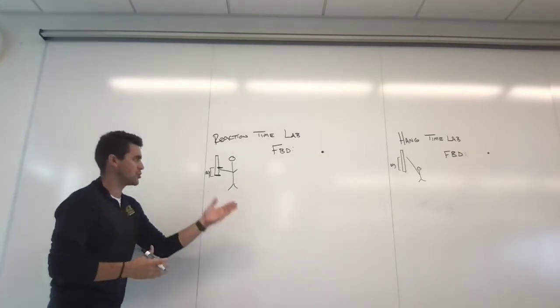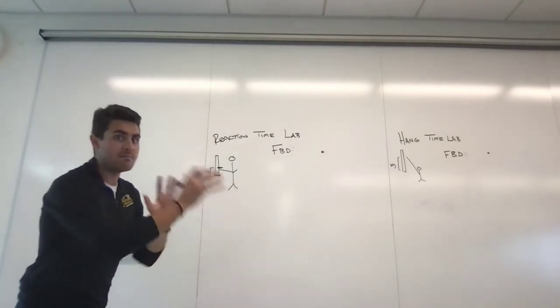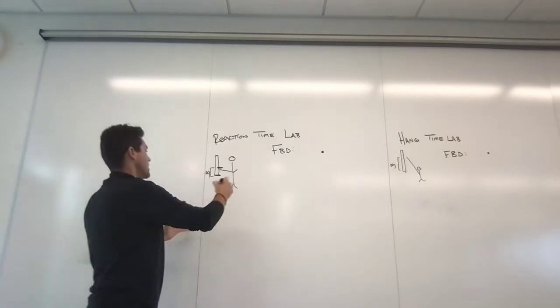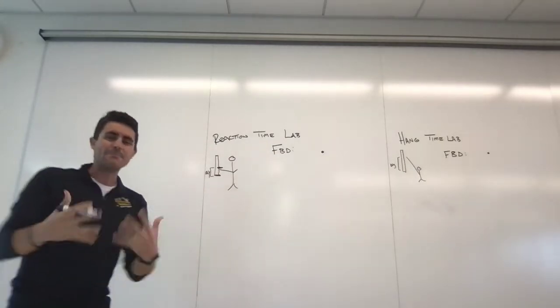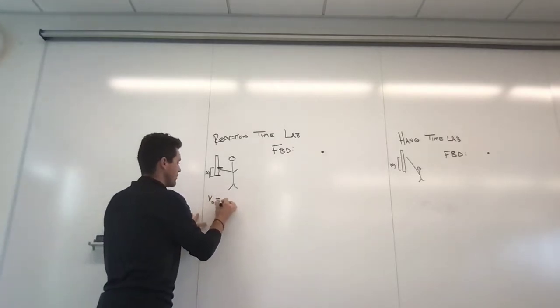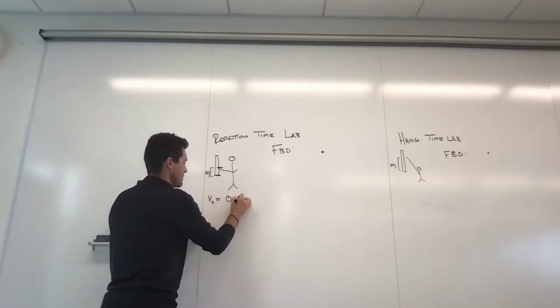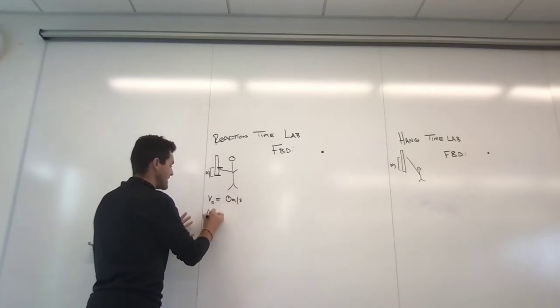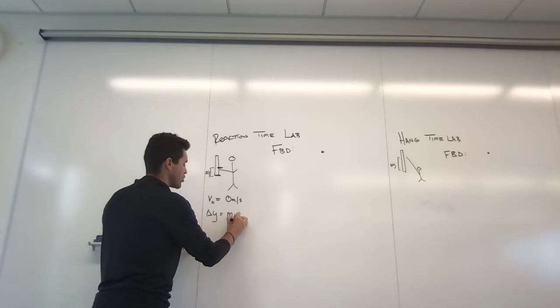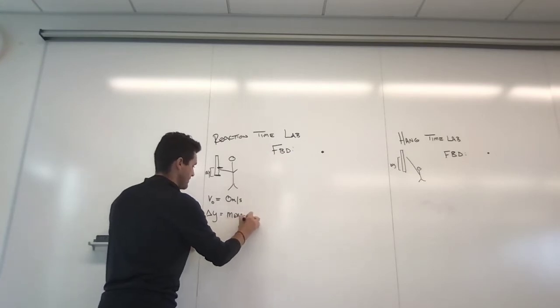I've got my picture drawn. This is me, not very well, but me catching my meter stick after it's dropped. It's dropped from rest. So I'm going to start labeling some things that I know. This thing is dropped from rest. The initial velocity is 0 meters per second. It falls a distance, or a displacement, of change in y. This is what I measured in the lab.